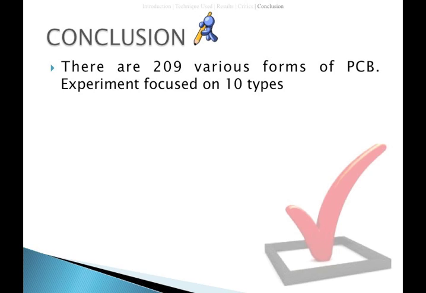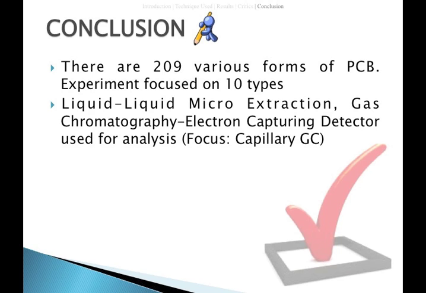It is concluded that there are 10 types of PCB present in the water sample analyzed with good percentage recovery and low standard deviations. The technique used for this paper is liquid-liquid microextraction coupled with capillary gas chromatography with electron capture detector. Our focus of this paper is the capillary gas chromatography. This technique is chosen as compared to conventional liquid-liquid or solid-phase extraction due to advantages such as low cost of extracting apparatus and shorter analysis time.